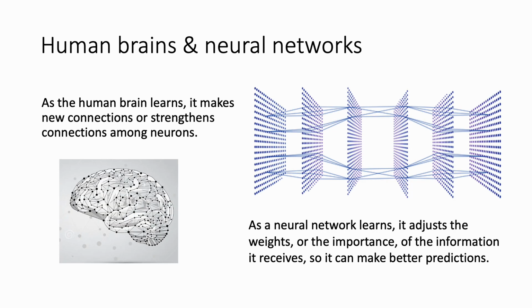As the human brain learns, it makes new connections or strengthens connections among neurons. As a neural network learns, it adjusts the weights or the importance of the information it receives so it can make better predictions.